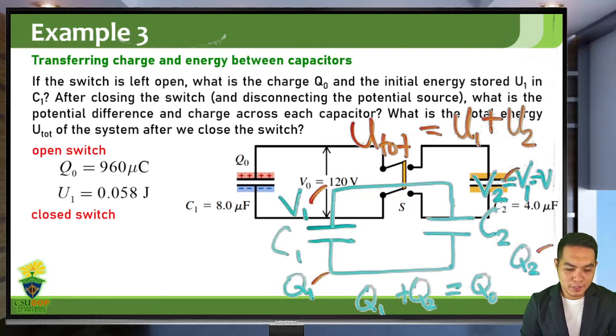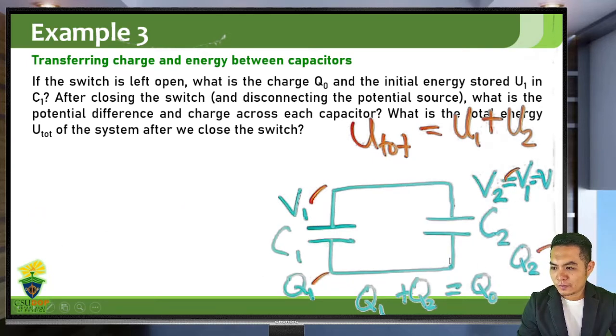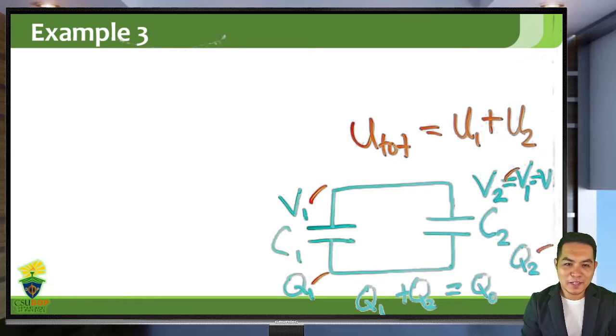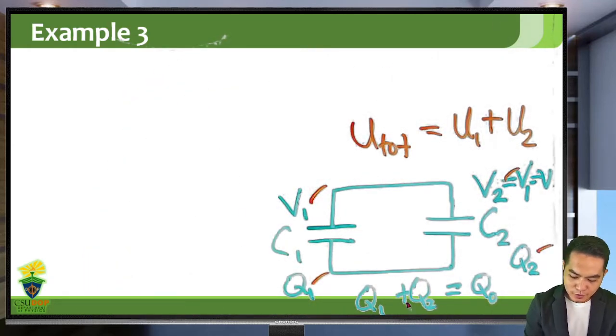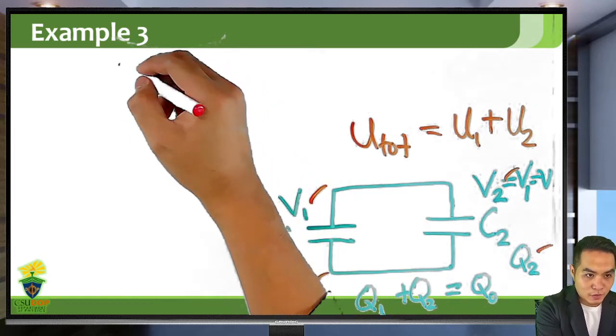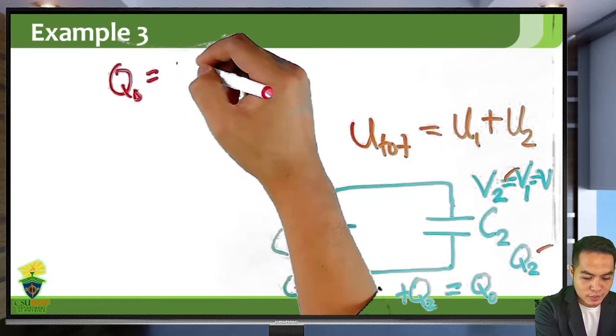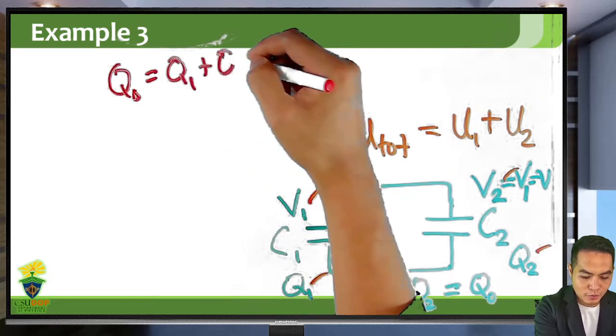So how do we do this? I'm just gonna erase everything first so I can have more space in my board. So this is a parallel connection. So meaning Q0 is Q1 plus Q2.